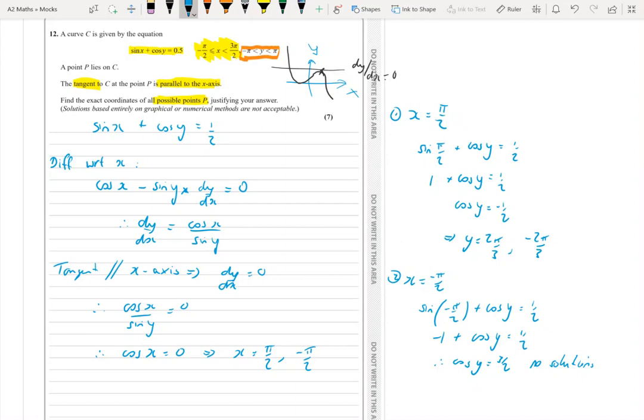So therefore, we only have two answers to this equation. Let's highlight them before we write them down. They both happened when x was pi/2. One gave us a y value of 2π/3, and one gave us a y value of -2π/3. So our final summary answer, therefore, P is either (π/2, 2π/3) or (π/2, -2π/3). And we're done.